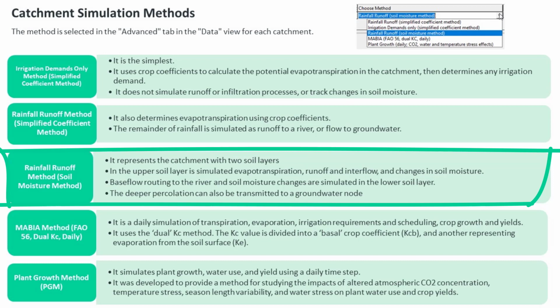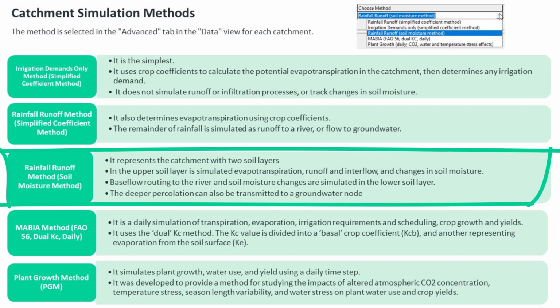layer. The deeper percolation within the catchment can also be transmitted directly to a groundwater node by creating a runoff infiltration link from the catchment to the groundwater node. In that case, the catchment will simulate only the processes in the upper soil layer. The soil moisture method requires more extensive soil and climate parameterization to simulate these processes.